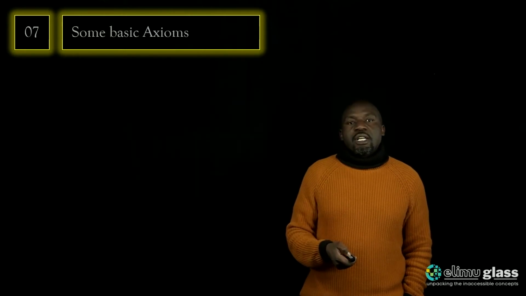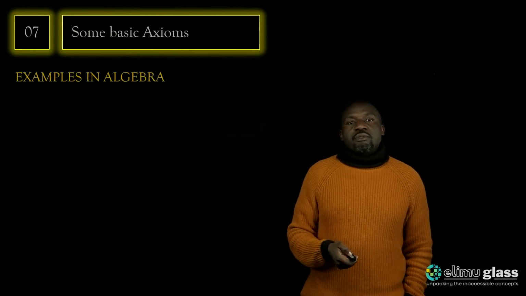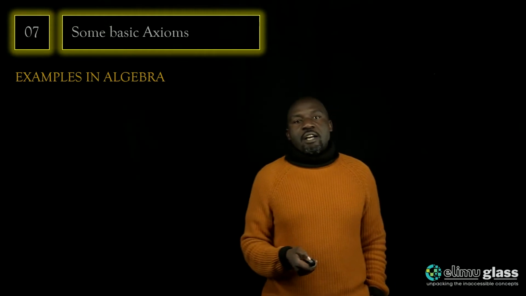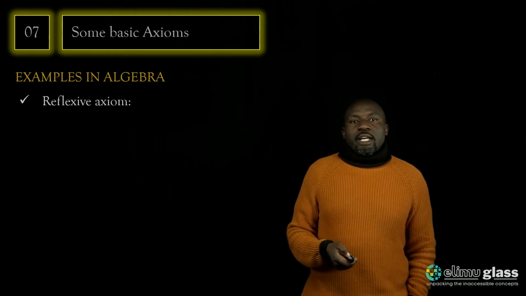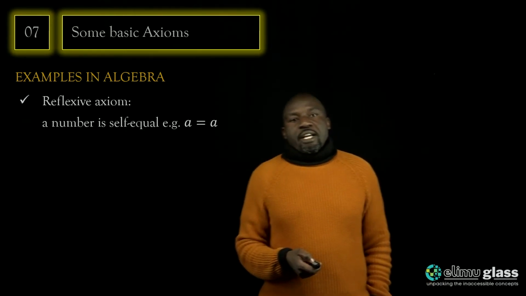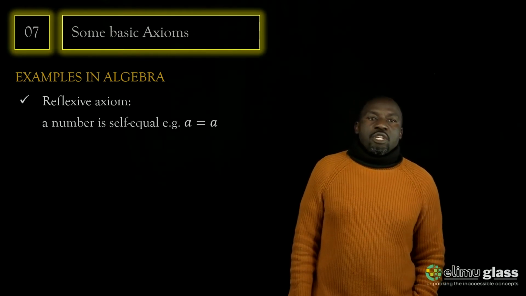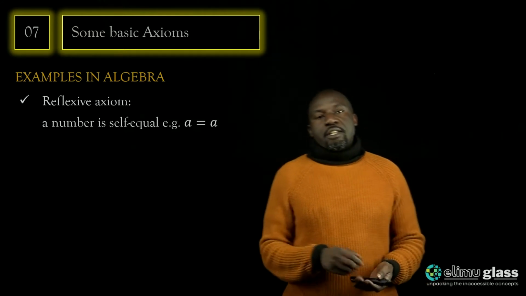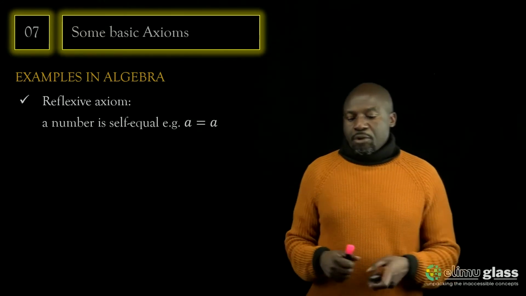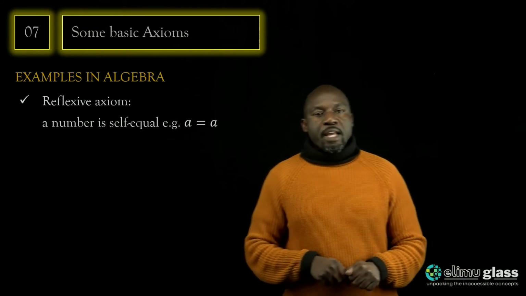So for example, some of the things we know but we just assume to be obvious are, okay, this is called the reflexive axiom, which is to say any number A has to be equal to itself. Of course, this is obvious. There is no way 2 could be equal to something else.